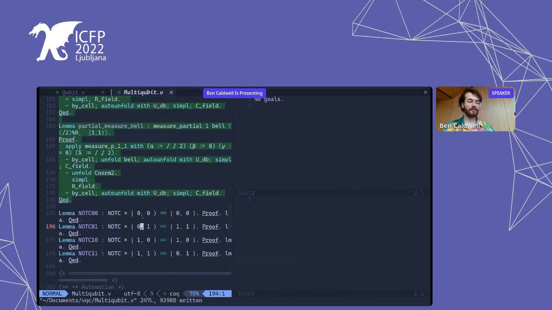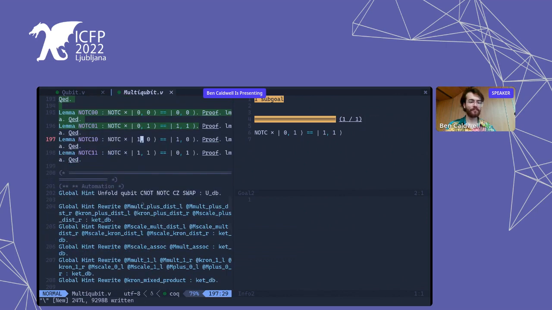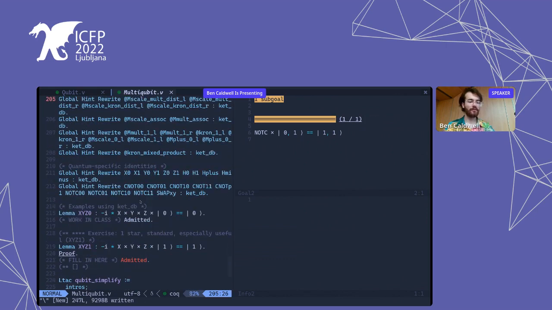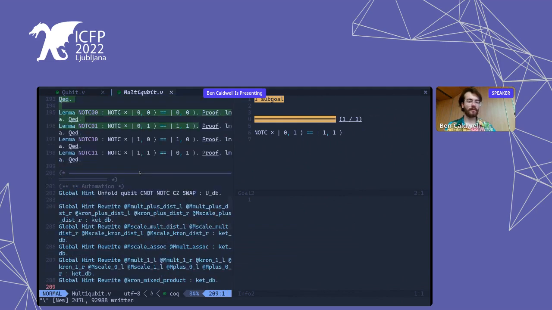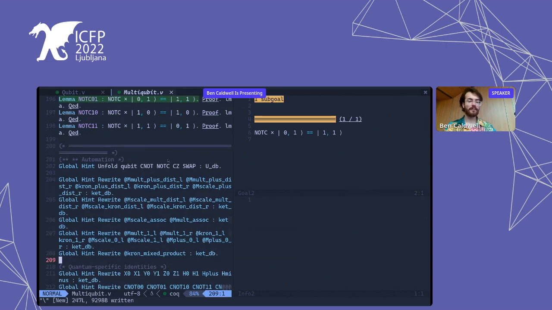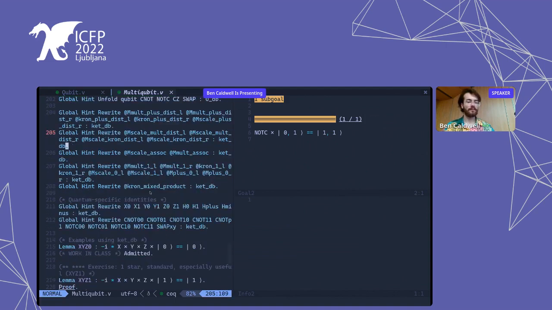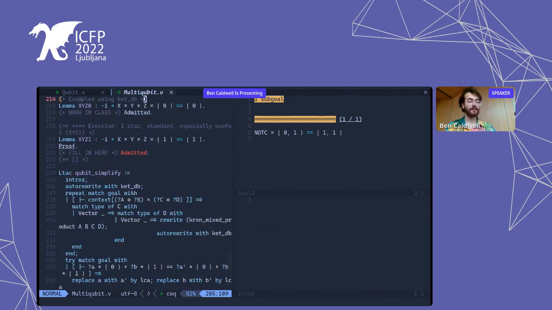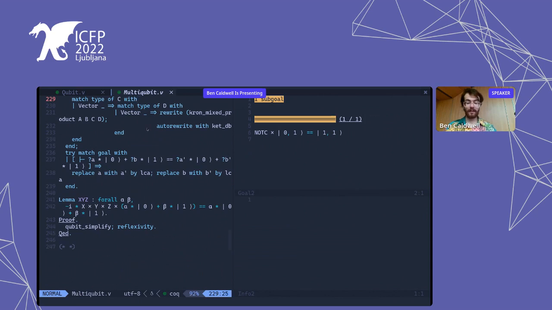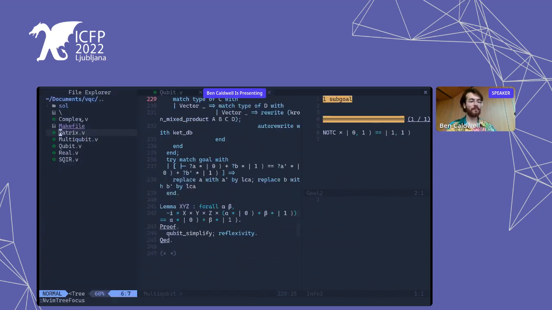Right, and so then we can continue to talk through the lemmas, just looking at how matrices for gates operate on specific states. And then, yeah, there's a ton of automation built up in here, right? The UDB is now built up with a bunch more unfold hints for things like qubit, C-not, not-C, CZ, and swap. Rewrite hints for all this matrix multiplication stuff and some quantum specific hints. And that concludes the multi-qubit section.